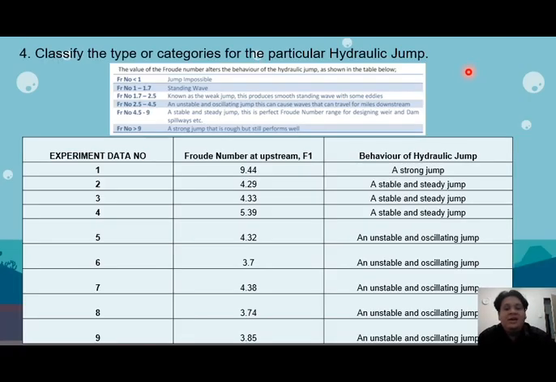Next, we need to classify the type or category for the particular hydraulic jump. As you can see, this table indicates the various categories of hydraulic jump. Let's take an example from experiment data number 1. The Froude number at upstream F1 is 9.44, which means its behavior of hydraulic jump is a strong jump that is rough but still performs well. Next, we take experiment data number 5. The Froude number at upstream F1 is 4.32, which falls under the category of an unstable escalating jump. This can cause waves that can travel for miles downstream.